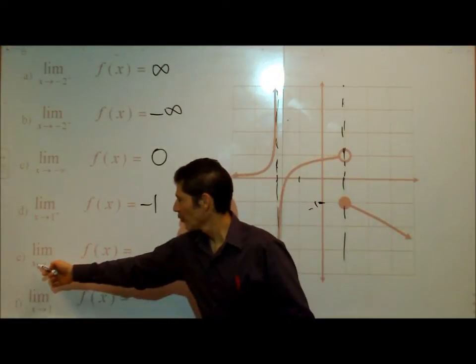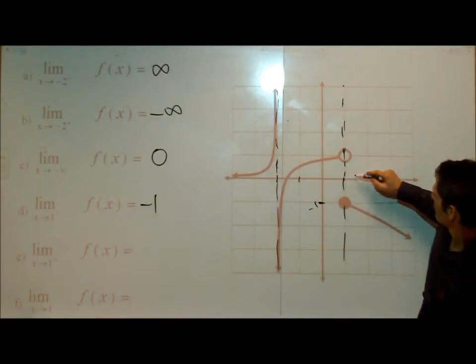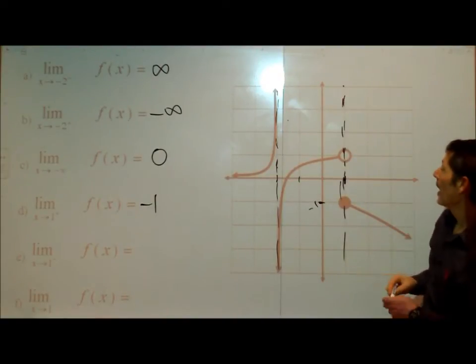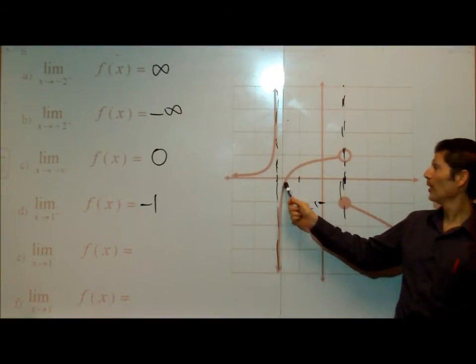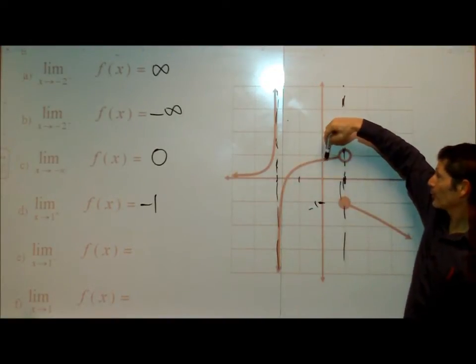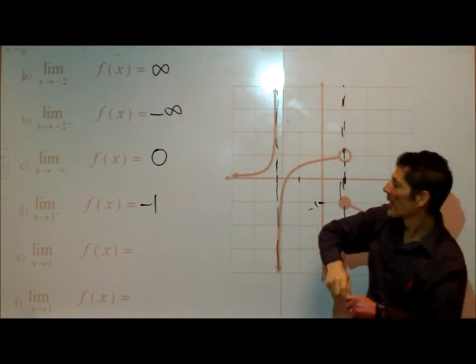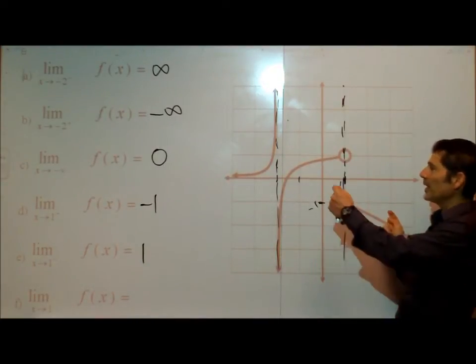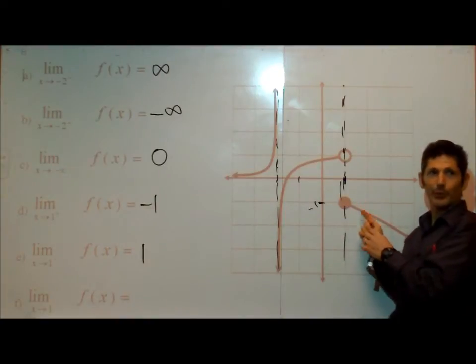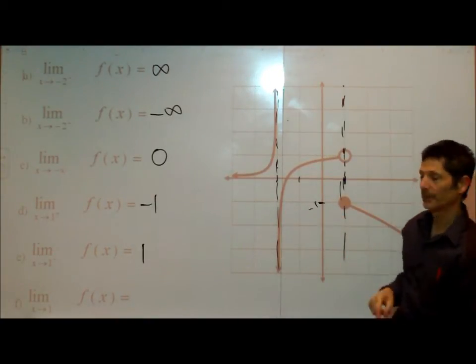I'm trying to get to 1 from the negative side. Here's 1, this dashed line again. I'm trying to get there from the negative side, so I'm coming from this side. What happens as I get closer and closer to 1? What's my y value? 1. Again, a limit is what you're approaching. It doesn't really matter what happens when you get there, or if you can't even get there. It's like, what am I approaching?